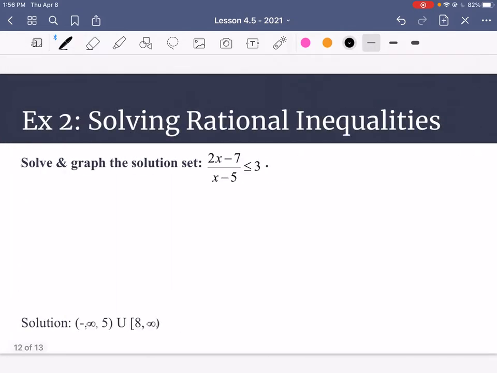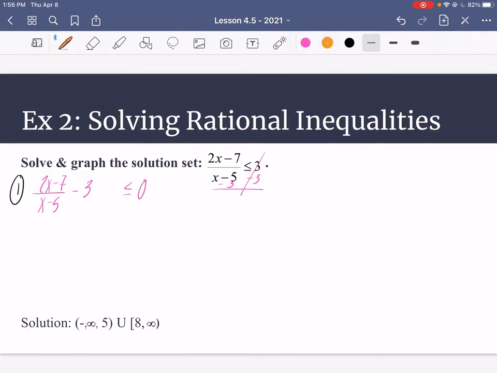Okay? And then last example right here, I'd like you guys to try this one on your own, and then you can come back and take a look at it. So step number 1, we would subtract the 3 from both sides. We'd get (2x minus 7) over (x minus 5), minus 3 is less than or equal to 0.